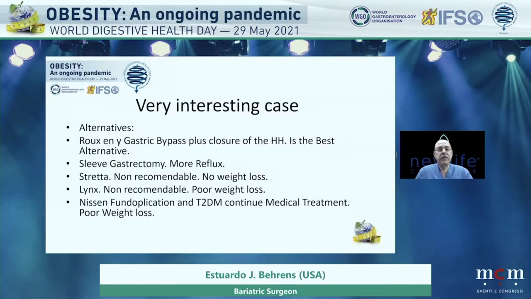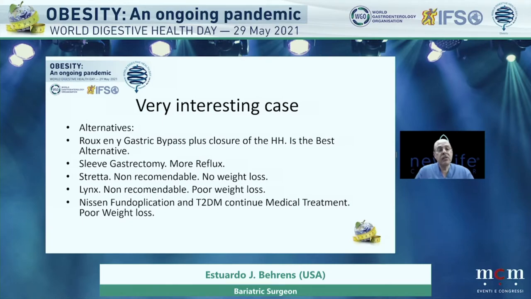What are the alternatives? Well, we have to discuss this very well with the patient because she needs relief of the esophageal reflux, of the diabetes, hypertension, and the other comorbidities. The best alternative in this case is a Roux-en-Y gastric bypass plus closure of the hiatal hernia. If we perform a sleeve gastrectomy, the patient is going to have more reflux. We will discuss that later. The Stretta procedure is not recommendable because it does not give any weight loss. The LINX is not recommendable because the patient is going to have only a poor weight loss.